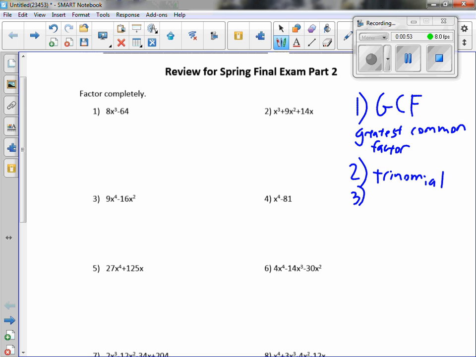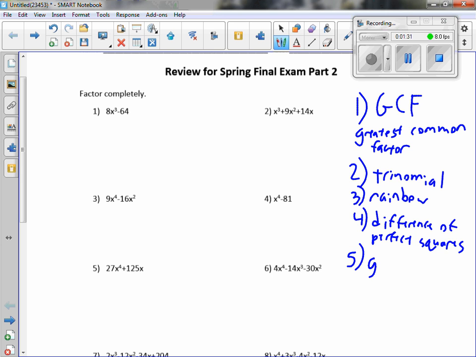Number 3 is kind of a cousin of trinomial. That's the rainbow method. That's kind of like trinomial, but something is in front of x squared. The fourth one is difference of perfect squares. And the tip-off for difference of perfect squares, you'll see examples of this, is two perfect squares and a minus sign. If you don't have two perfect squares and a minus sign, you can't do difference of perfect squares.